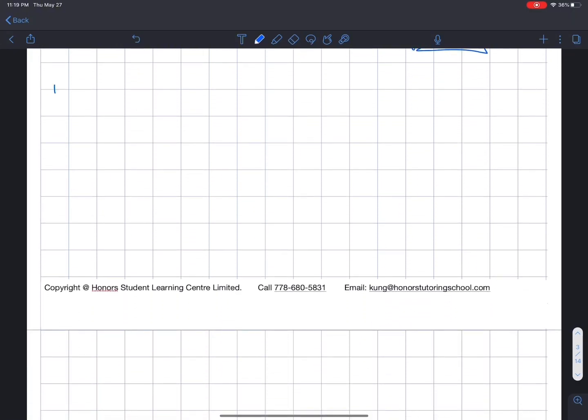Question 11. Ellie is twice as old as Kate. So Ellie is twice as old as Kate. If the product of the age is 18, how old is Ellie? So Ellie's age times Kate's age is 18, but we already know Ellie's age is 2 times k. So we can say 2k times k equals to 18. So finally, 2k squared equals to 18.